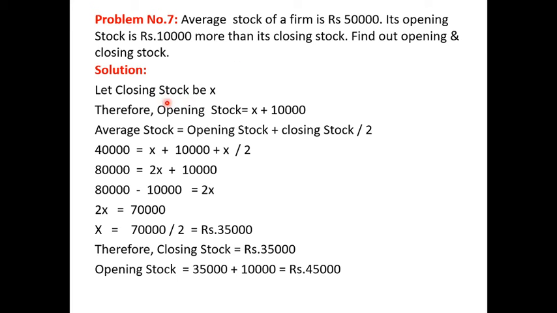Okay, same procedure here also we are following. We are treating closing stock as X and opening stock is equal to X plus 10,000. And the average stock formula we need to write, then substitute, and you will get the answer. Same procedure you have to follow whatever we have followed in problem number 6.